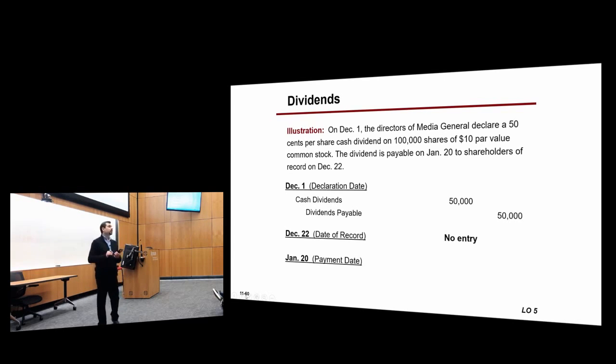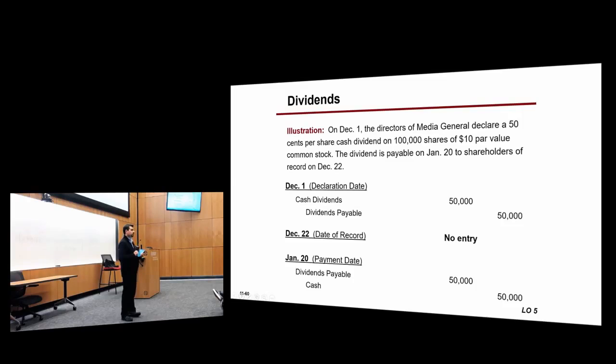The last date that is relevant to the declaration and payment of dividends is the payment day. This is when the company will actually send out the checks, the payments. So cash will be credited and dividends payable will be debited. Any questions?